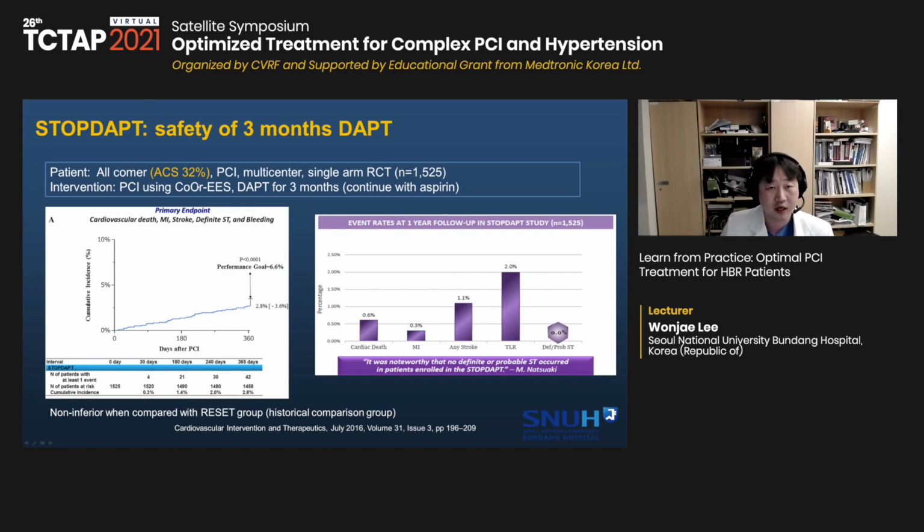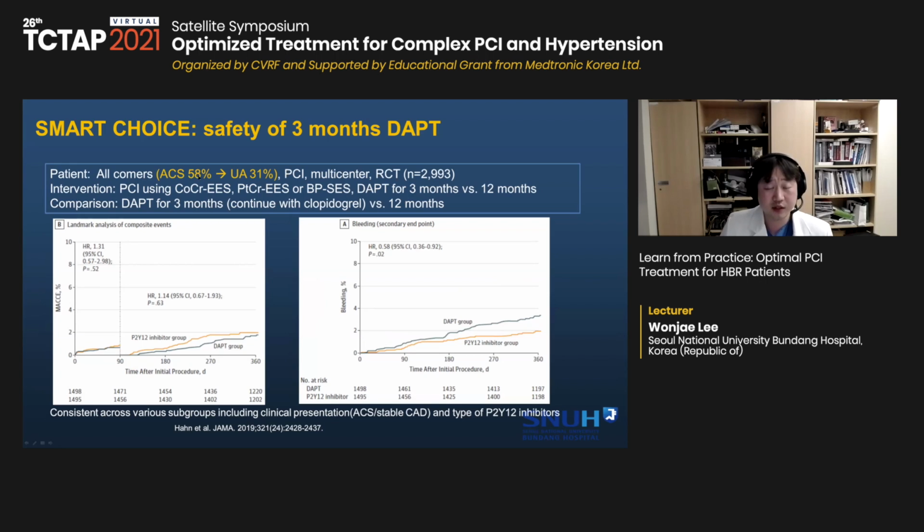The STOPDAPT trial was to evaluate the safety of 3 months DAPT. The performance goal was 6.6, but the result was 2.8, which was very, very low. And also there was no definite or probable stent thrombosis at 1 year. SMART-CHOICE, which was done in Korea using some of the stents that we use today, also looked at the safety of a 3 months DAPT strategy. And you can see that whether they used DAPT or P2Y12 single, there was no difference in composite outcome. And as expected, there was much more bleeding events in the DAPT group.